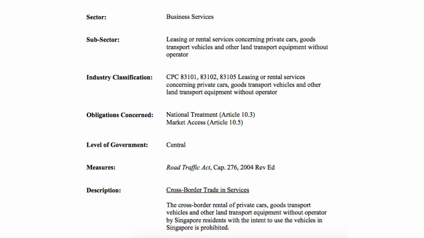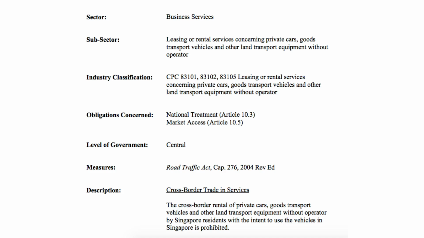We then look at the obligations concerned, which specifies the obligations referred to in the list on the previous page, paragraph 1, that do not apply to the listed measures. In this case, national treatment and market access. Level of government indicates which level of government is maintaining the listed measures. In this case, it is the central government. Measures identifies the laws, regulations or other measures for which the entry is made. In this case, the Road Traffic Act.